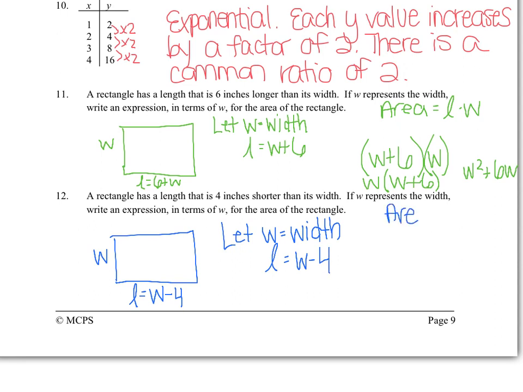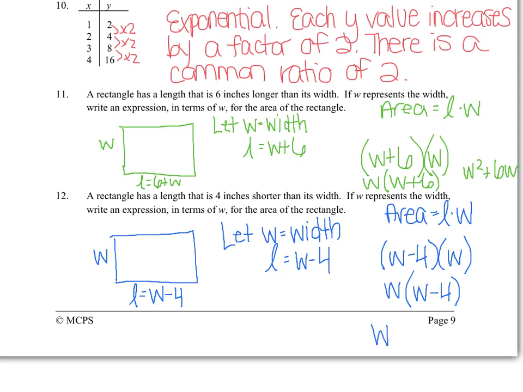Area is going to be length times width. So we want our length, which is W minus 4, times our width, which is W. Another way to write this is W times W minus 4, or if you multiply it out, W squared minus 4W. Any of these answers would be acceptable. Please note, though, that both of these say an expression, so your final answer should not have an equal sign in it.